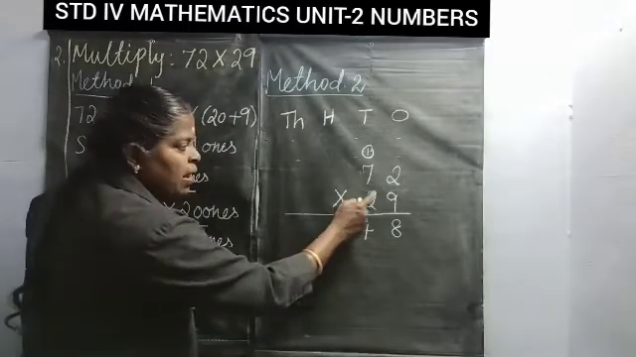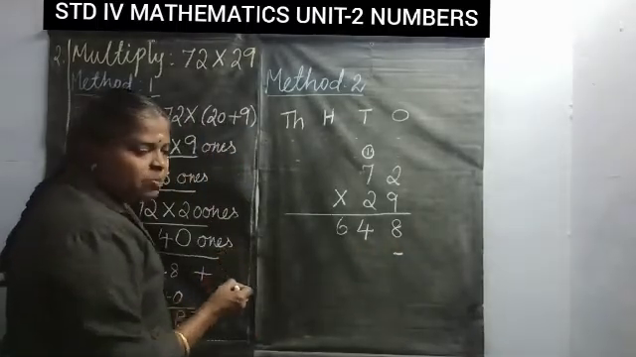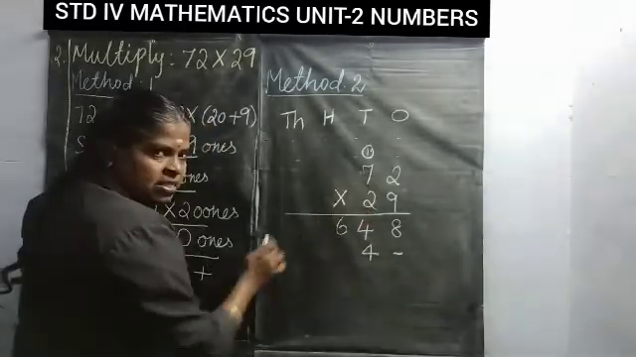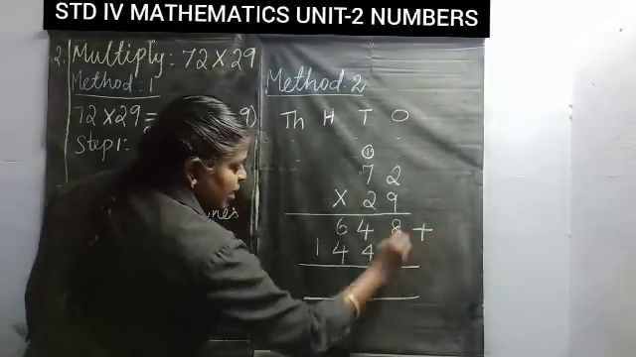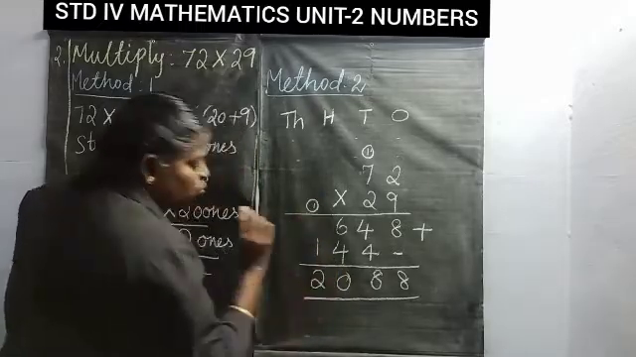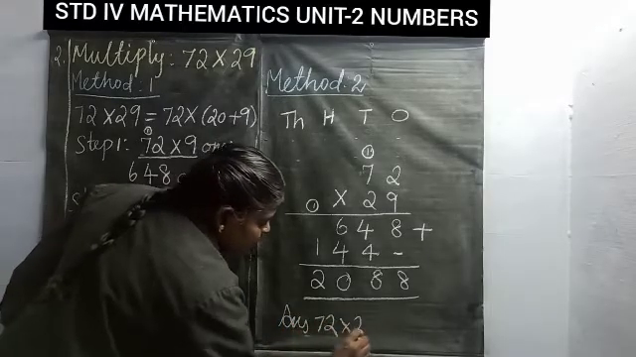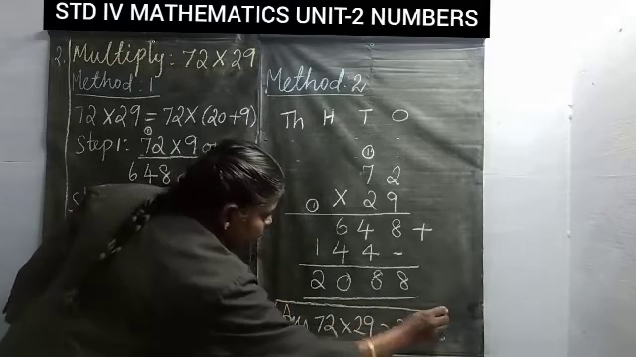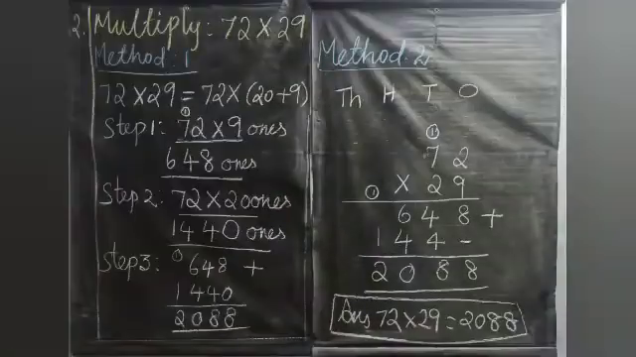After that, start to multiply the 2 ones. So leave the ones place and start to multiply the tens. 2 twos are 4. 2 sevens are 14. Then add these two. 8, 8, 0, carry over 1, 2. So the answer, 72 into 29, equals 2088. So we can do multiplication in 2 ways.